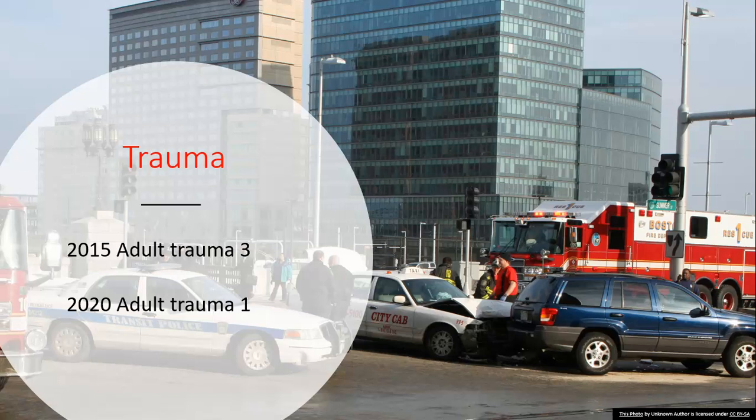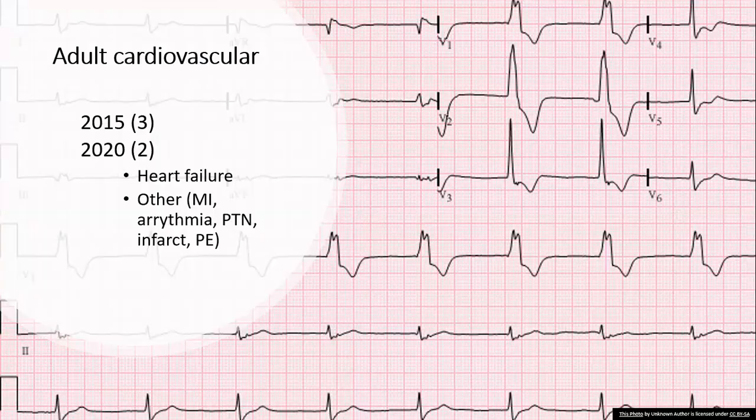Now, trauma used to be huge, and it used to be something students did really well at, but trauma is all the way down to 1. They went from 3 to 1 trauma simulation. Cardiovascular has also gone down. There used to be 3 adult cardiovascular scenarios. Now there are only 2.